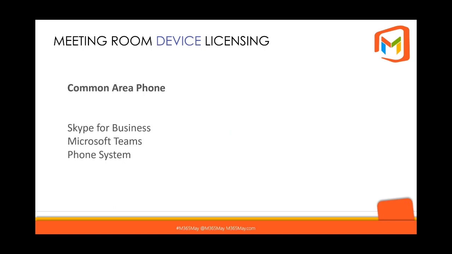There is a license for common area phones. It includes Skype for Business, Microsoft Teams, and phone system licensing on it. Skype for Business for backwards compatibility, and Microsoft Teams and phone system is what you would need for Teams calling. Of course, if I was using Telstra calling, I'd also need a calling plan on top of that, or I'd need direct routing configured somewhere if I wanted to use it. But that's what I need for a common area phone.